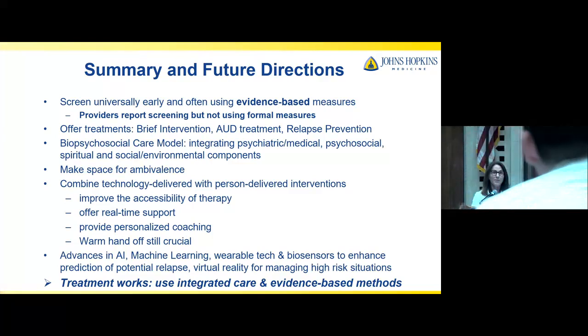So treatment works. We've still got to get that message out to our patients, who often assume that it does not, and using integrated methods and the evidence-based methods. Thank you. Questions?